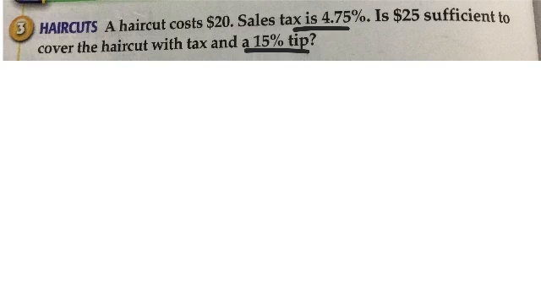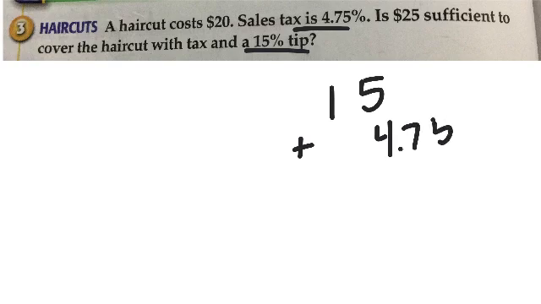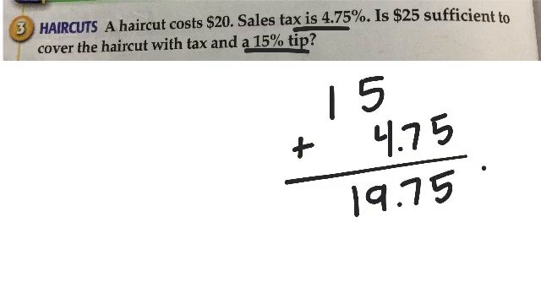Okay, so now that I've got those percentages, the difference is I'm going to add those 2 percentages together before I find out the extra amount of money. So if I've got a 15% tip and 4.75%, let's add those. So 15 plus 4.75 is 19.75%. So I'm wanting to pay an extra 19.75% from that $20.